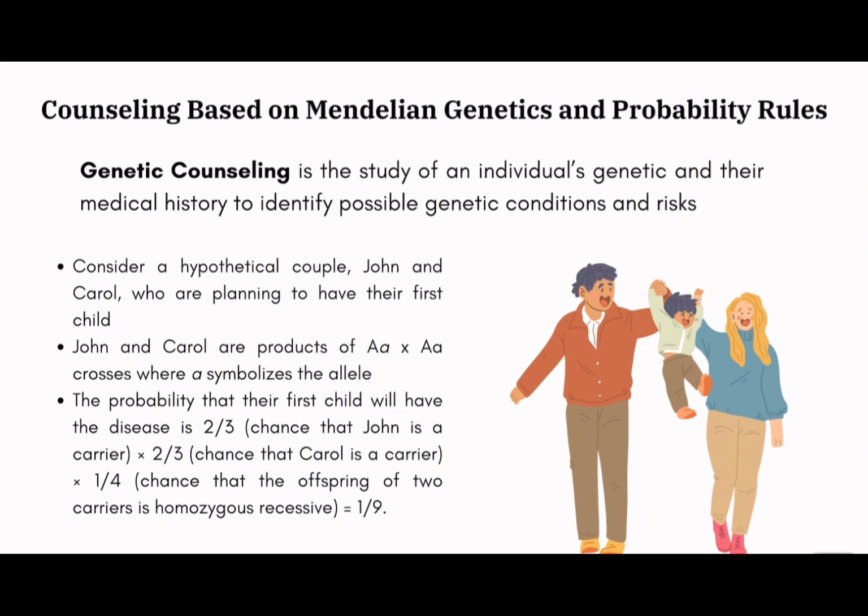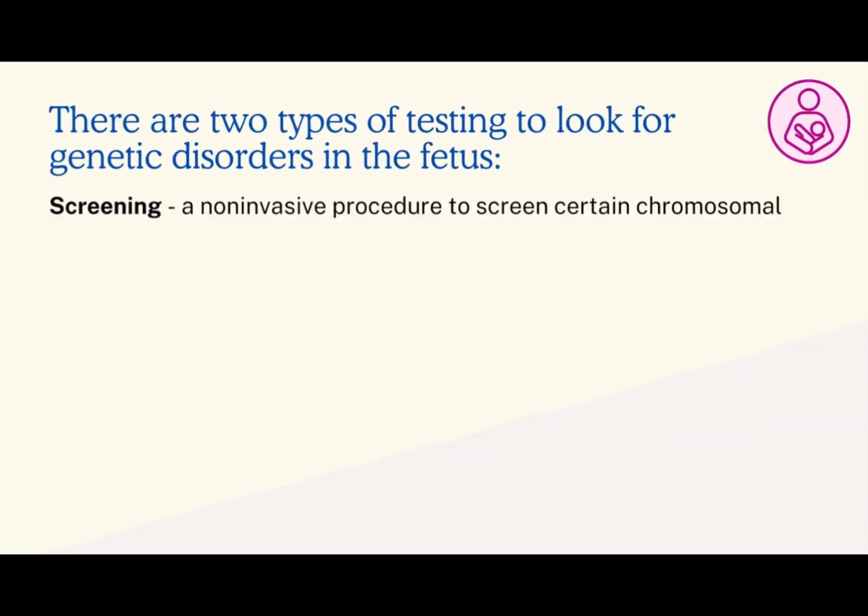Genetic counseling is the study of an individual's genetics and medical history to identify possible genetic conditions and risk. Now, based on Mendelian genetics, let's consider the case of a hypothetical couple, John and Carol, whose parents are carriers of a recessive allele and both had brothers who died of the same recessive disease. John and Carol each have a 2/3 chance of being carriers and a 1/3 chance of being homozygous dominant. The chance of their first child having the disease is 1/9, calculated by multiplying the chance of John being a carrier by Carol's chance of being a carrier. If their first child is born with the disease, we know then that John and Carol's genotype must be Aa and they are both carriers.